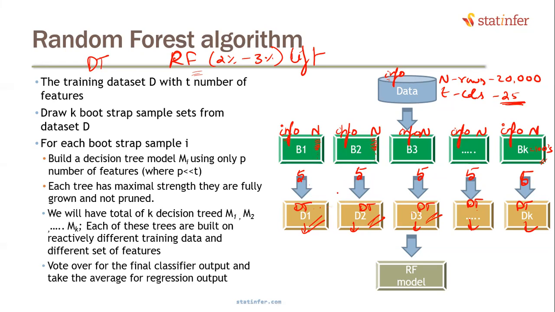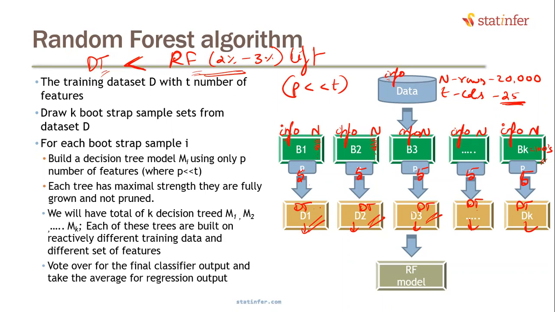So the additional constraint is to use only P columns while building the decision tree, where P is much, much less than T. T is the number of columns in the overall data. P is the number of features that you are using for building the model. Don't use all the features, use only a smaller number of features. With this extra constraint, random forest started giving better accuracy than a decision tree. It is now very widely proven on all types of data sets that random forest gives a better lift in accuracy compared to a single decision tree.